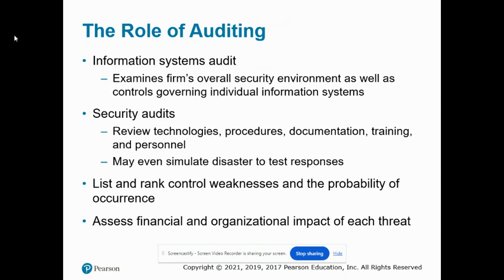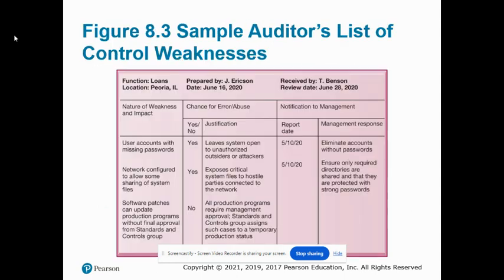This slide specifically looks at the role of auditing. An MIS audit enables a firm to determine if existing security measures and controls are effective. This chart is a sample page from a list of control weaknesses that an auditor might find in a loan system in a local commercial bank.